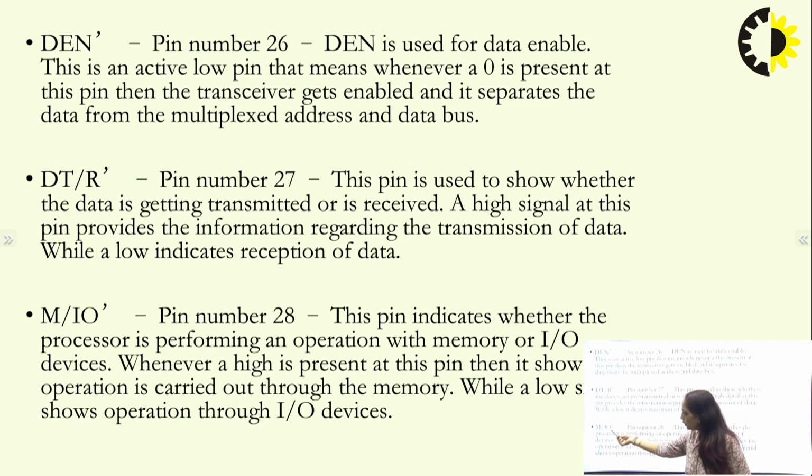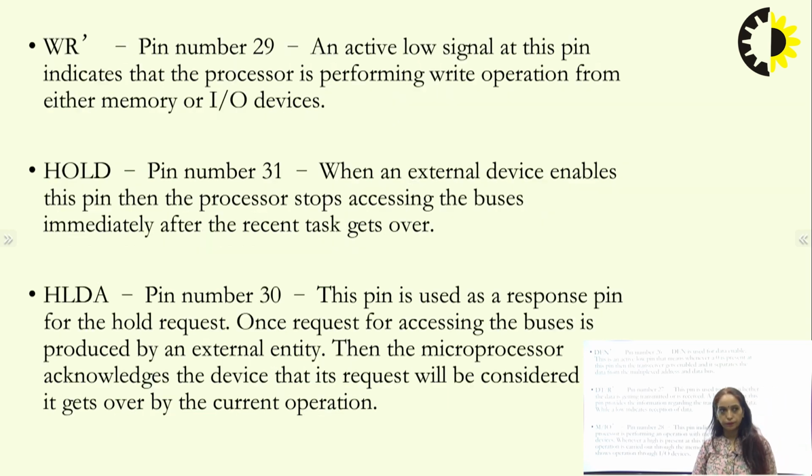Then we have memory/IO bar which is connected at pin number 28. This pin is used by the microprocessor when we have a choice whether we want to work on memory or on IO devices. So if the value of this pin is 1, we are working on memory, we are reading or writing on memory, and whenever the value of this memory/IO bar is 0, we are going to access the IO devices.